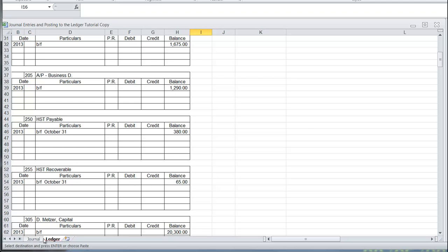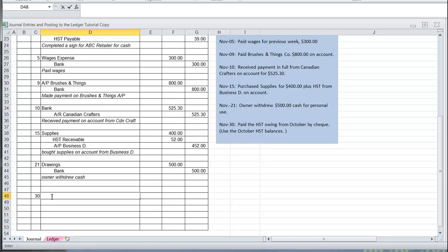Okay, so let's go back to the journal and do both of those. So again, the balance on the HST payable was $380, and that was a credit balance, so we would debit at $380. The HST receivable, I missed a V there. It was a debit balance of $65, so we would credit it to wipe it clean, and the difference is what you either get back or pay to the government.